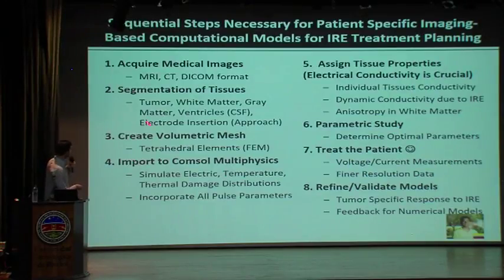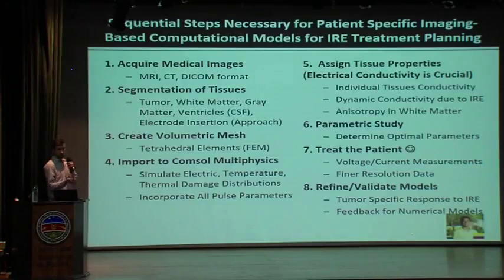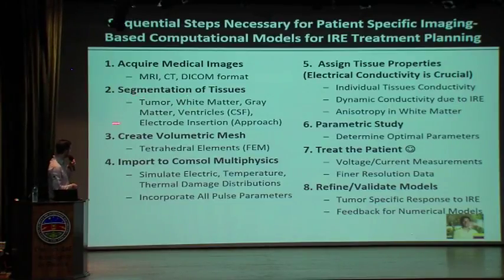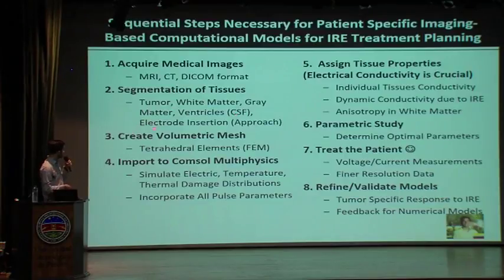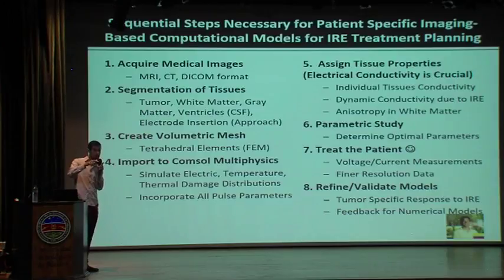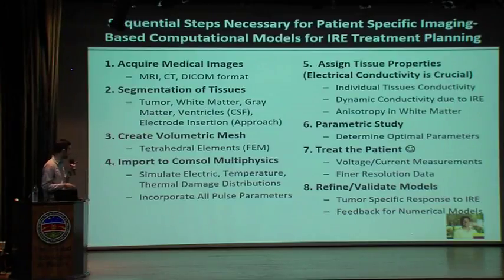Okay, so the basic process for treatment planning is as follows. I'll go briefly through the process. First, you acquire medical images, say from MRIs, a CT scan, etc. Next, we perform segmentation of tissue. So, where's the tumor, where's the white matter, the gray matter of the brain, the ventricles, and more specifically, where are we going to insert the electrode so that we can kill the cancer cells but not healthy cells.